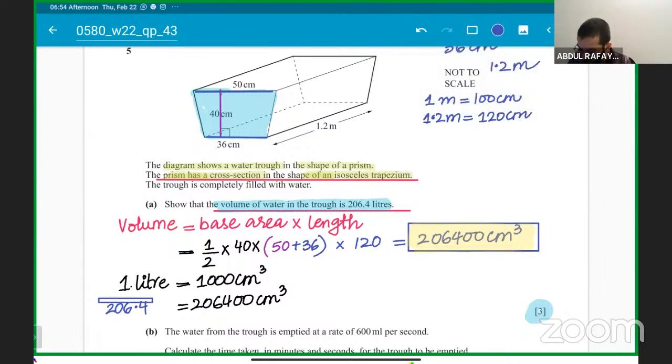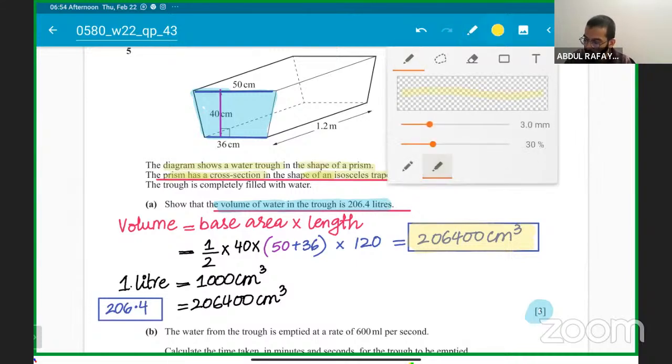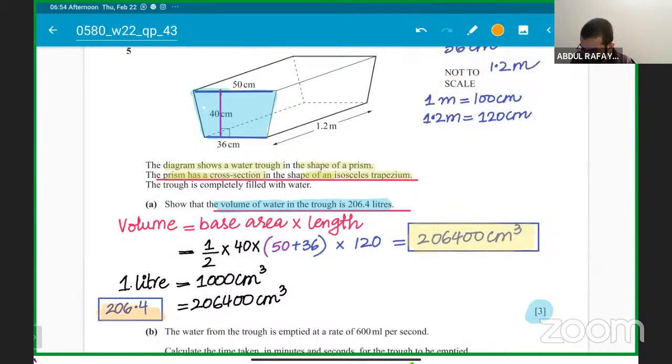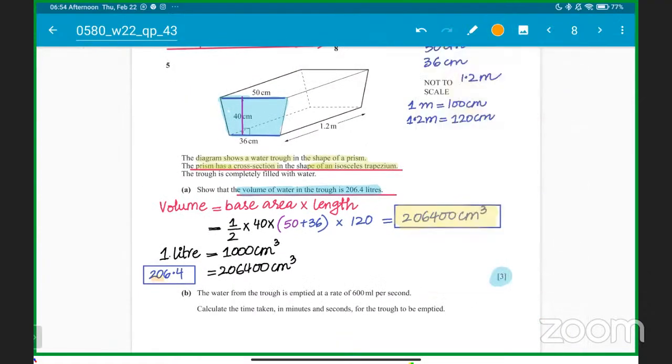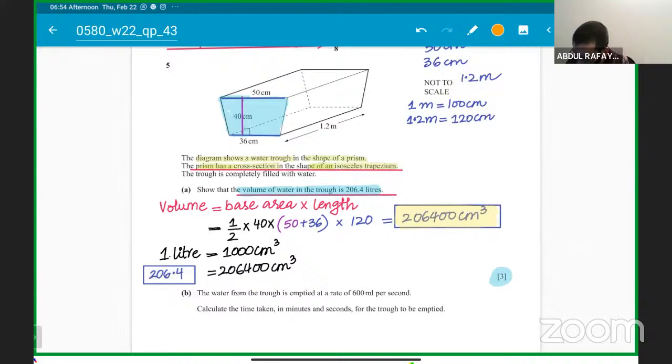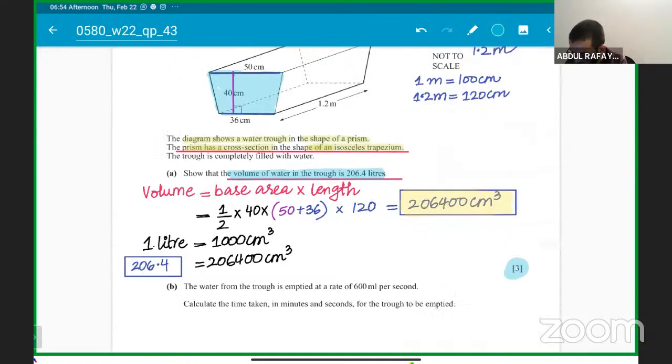That's how you will prove it for the examiner. Let me know, everyone got this clear? Crystal clear, it should be crystal clear, guys. Understood? So we got that as 206.4. Okay, everyone sure about it? No problems?